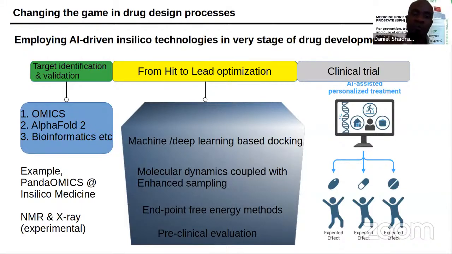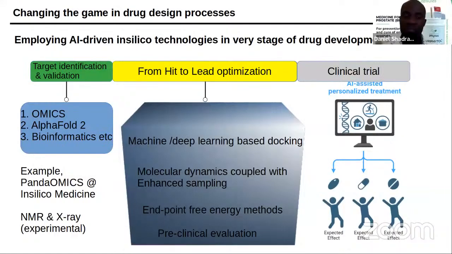We can involve all these techniques I tried to highlight above, starting from target identification. Now we are using techniques like omics. Omics is an integration or combination of proteomics, genomics, transcriptomics, and so on. So there are different approaches. Thanks to AlphaFold, it has been very instrumental in predicting targets, along with bioinformatics. For example, with techniques like PandaOmics at Insilico Medicine, it has been a very profound tool in helping identify the target for small molecules.